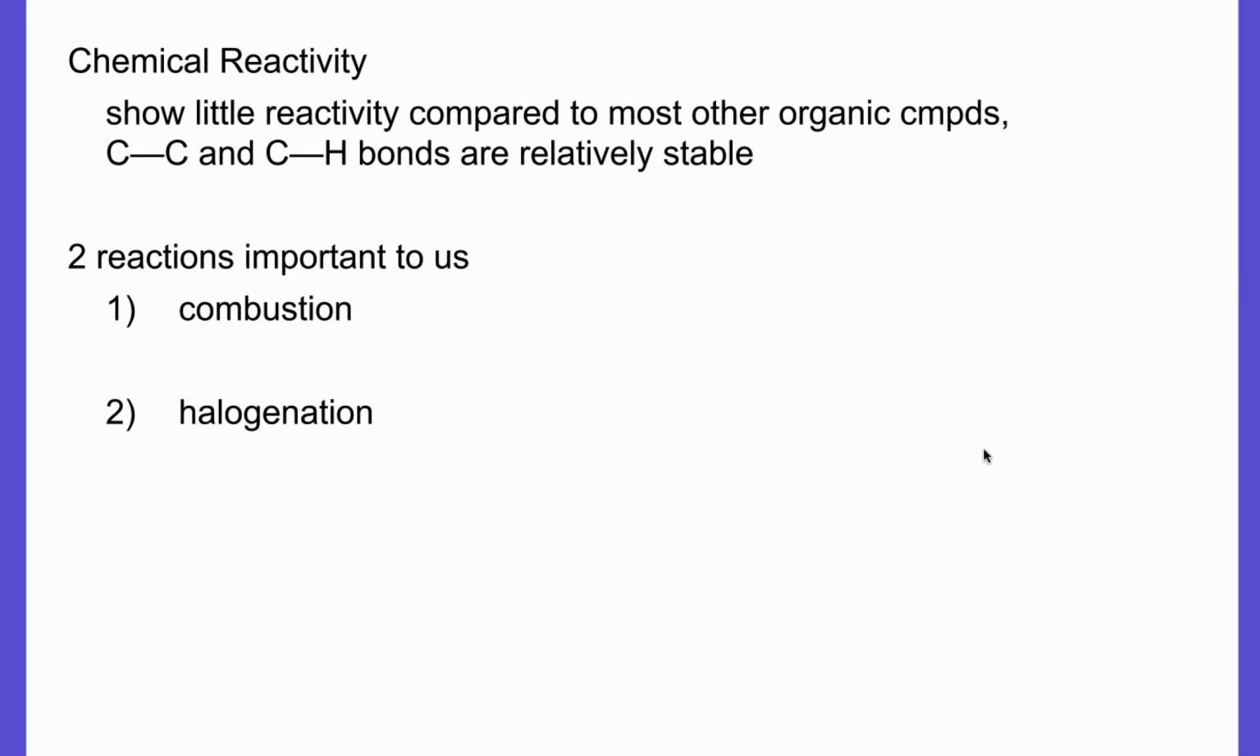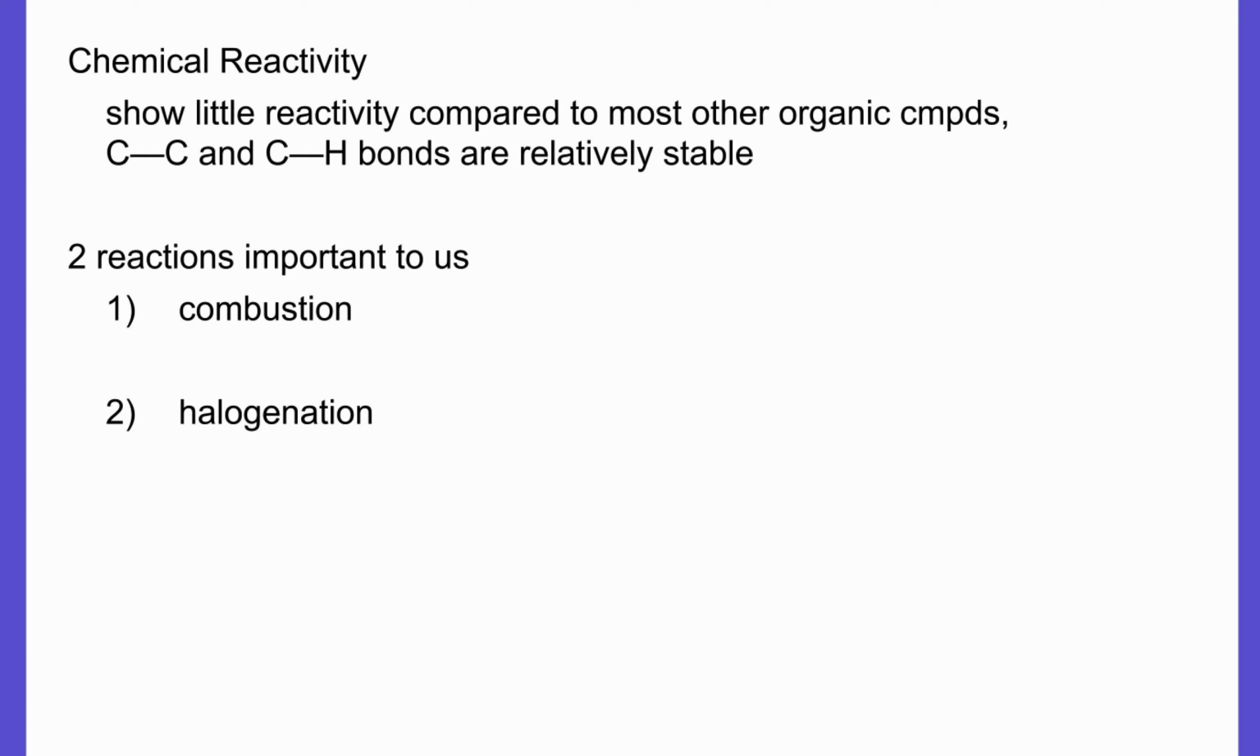All right, so this video is to quickly cover our alkane reactions. In your notes, it talks about the chemical reactivity here, and it says that carbon-to-carbon and carbon-to-hydrogen bonds are relatively stable. So there aren't a ton of reactions to deal with. There are only these two that we're going to worry about.